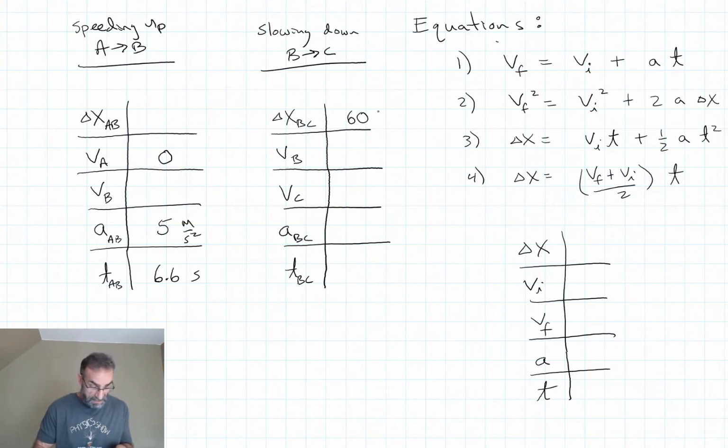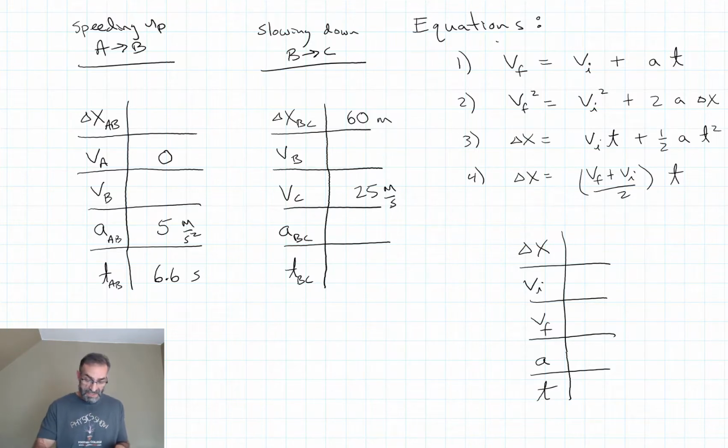Our displacement is positive 60. We end up 60 meters in the positive direction from where we started. Remember, this is not distance. This is displacement. It can be negative. Our initial velocity, we don't know. Our final velocity, we do know. It's 25 meters per second in the positive direction. We don't know acceleration. We don't know time.